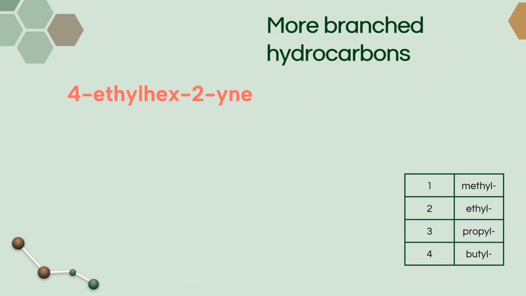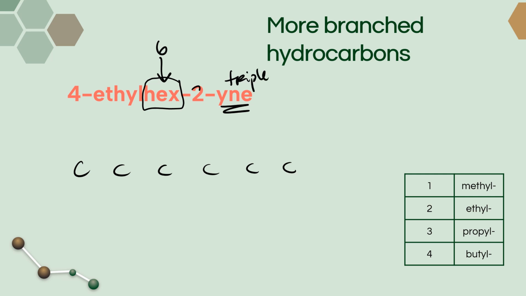Let's go backwards. So now we have the name first. Let's draw it. I'm going to start by looking at this hex. This hex is telling me how many carbons are in my parent or principal chain, that longest carbon chain. Hex is 6. I've got 6 carbons. So I'm going to draw 1, 2, 3, 4, 5, 6. Ein tells me that I have a triple bond, and that triple bond comes after carbon number 2. So 1, 2, 3, 4, 5, 6, triple bond after carbon number 2.